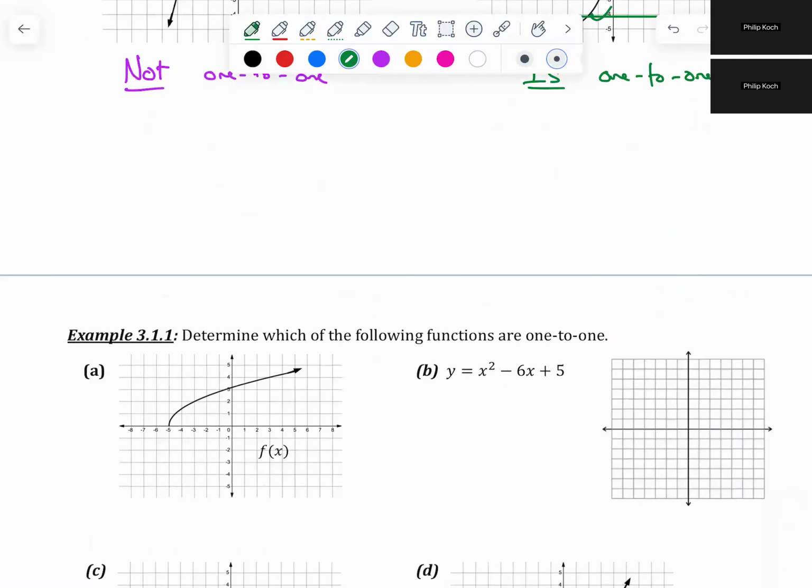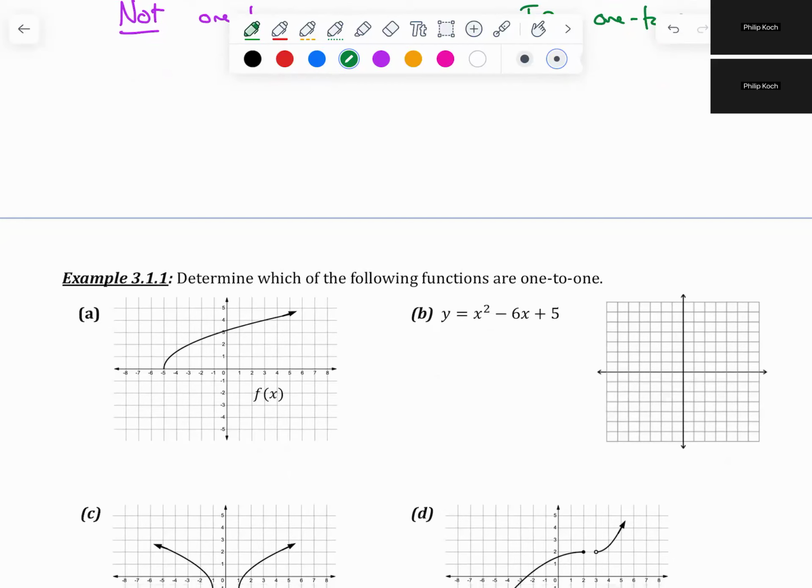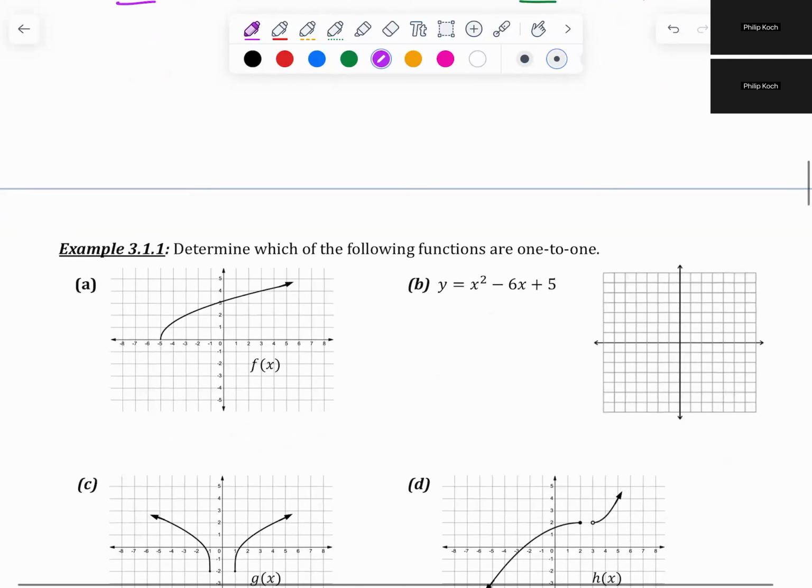So we're going to determine whether or not these functions are one-to-one. The first one is given as a graph. What do you think? One-to-one? Yep, one-to-one, because you can draw any horizontal line and it doesn't intersect it more than once. But part B, oh no, we're given the equation. But that's okay. We know how to graph that.